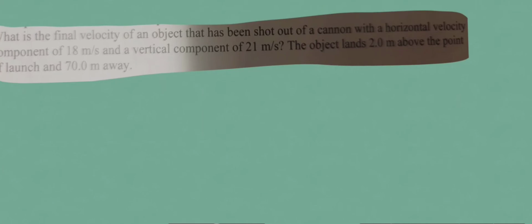All right. So it says, what is the final velocity of an object that has been shot out of a cannon with a horizontal velocity component of 18 meters per second and a vertical component of 21 meters per second? The object lands 2.0 meters above the point of launch and 70.0 meters away, right? That's what it says.